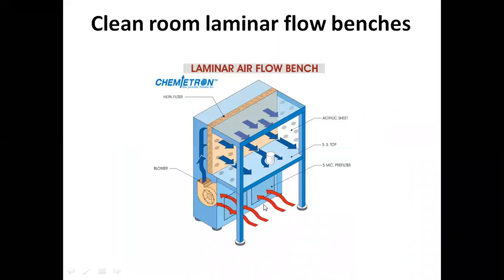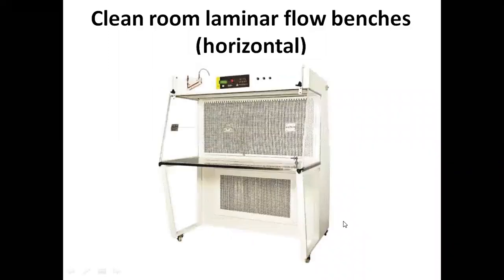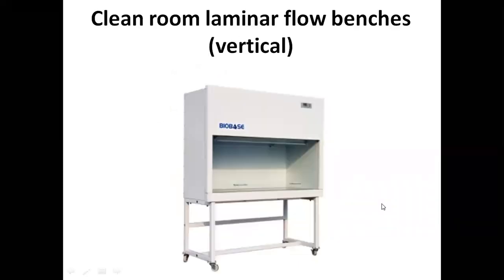This is the cross-section view of a horizontal laminar flow bench. The air is sucked in by this blower. This is the HEPA filter, and the air is passed through the HEPA filter. Here you have more clean air. This is the photograph of an actual horizontal laminar flow bench. This is the control panel. Here behind you would have a blower. In front here you would have a HEPA filter. And this is the vertical type laminar flow bench.